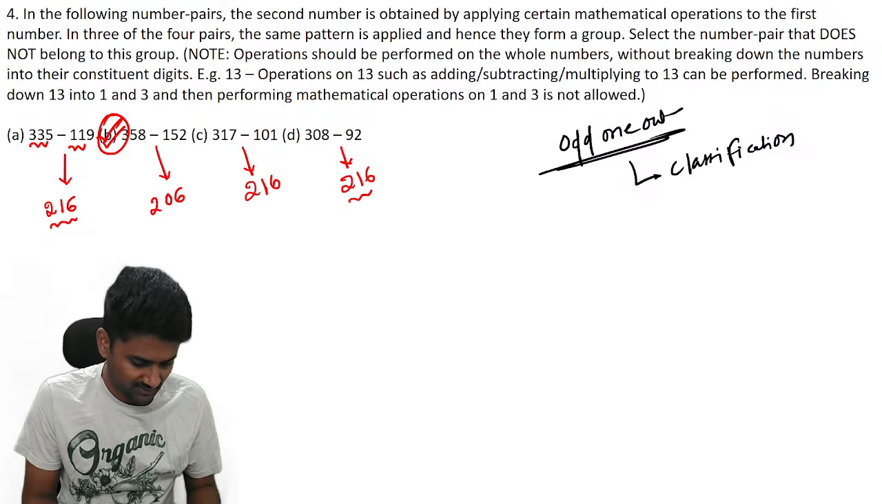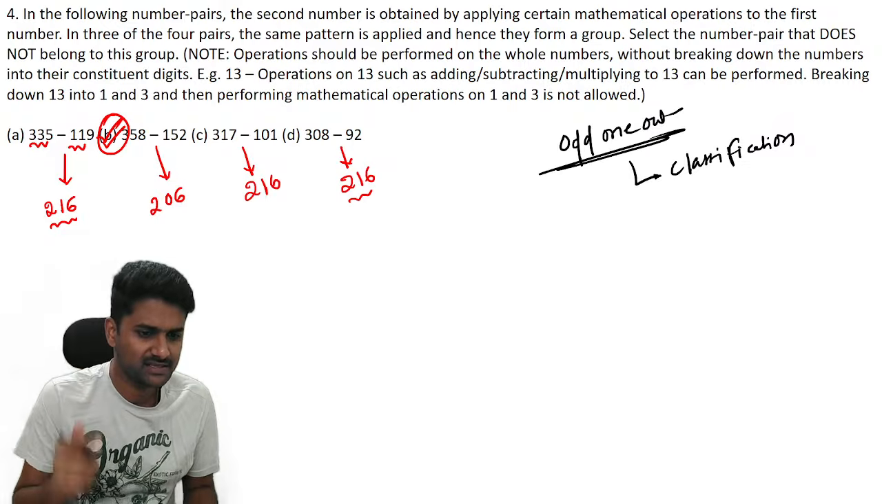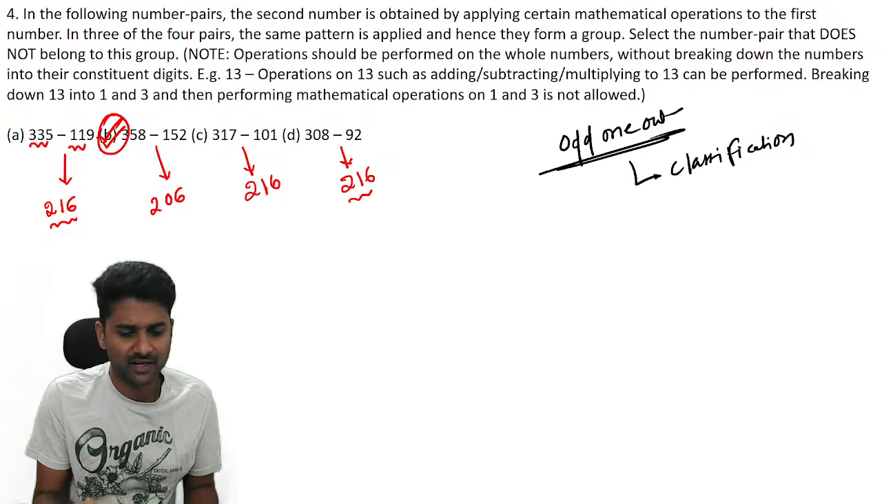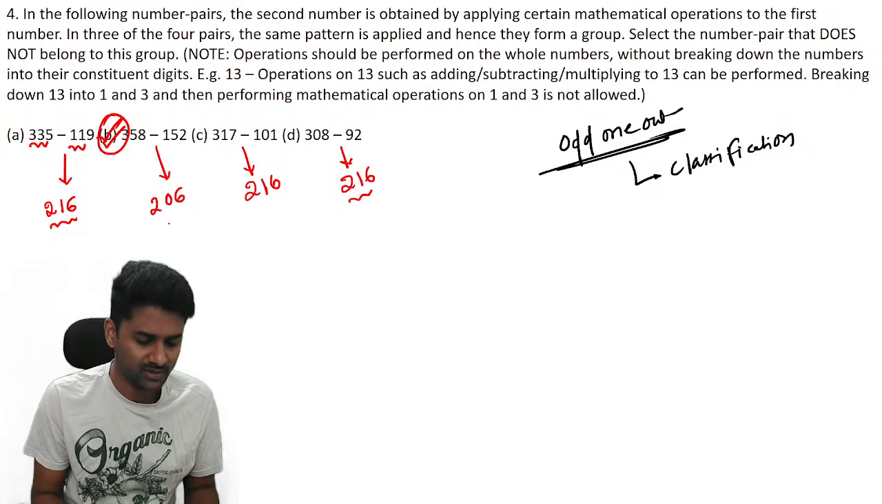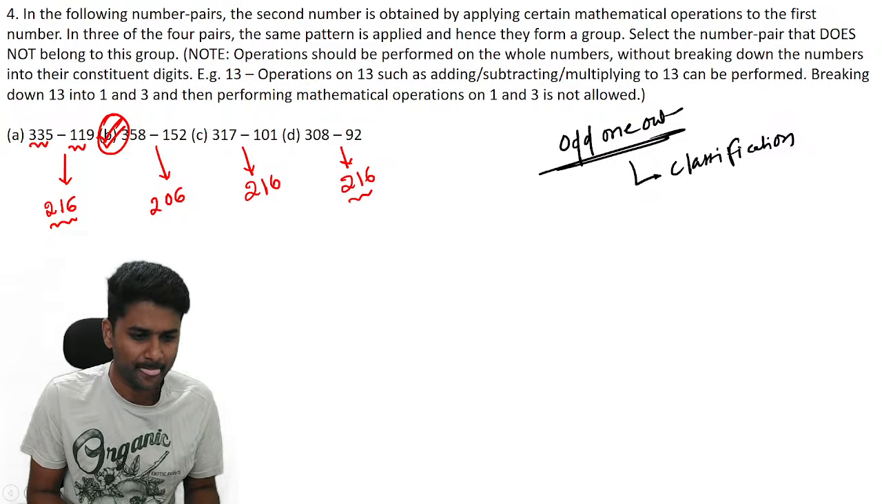Yes, very good, Nana. Yes, very good, most of the students. B is the different one when compared to the remaining three. If you observe the remaining three, the difference from number to number is 216 except B. Why? Because B's difference is 206.